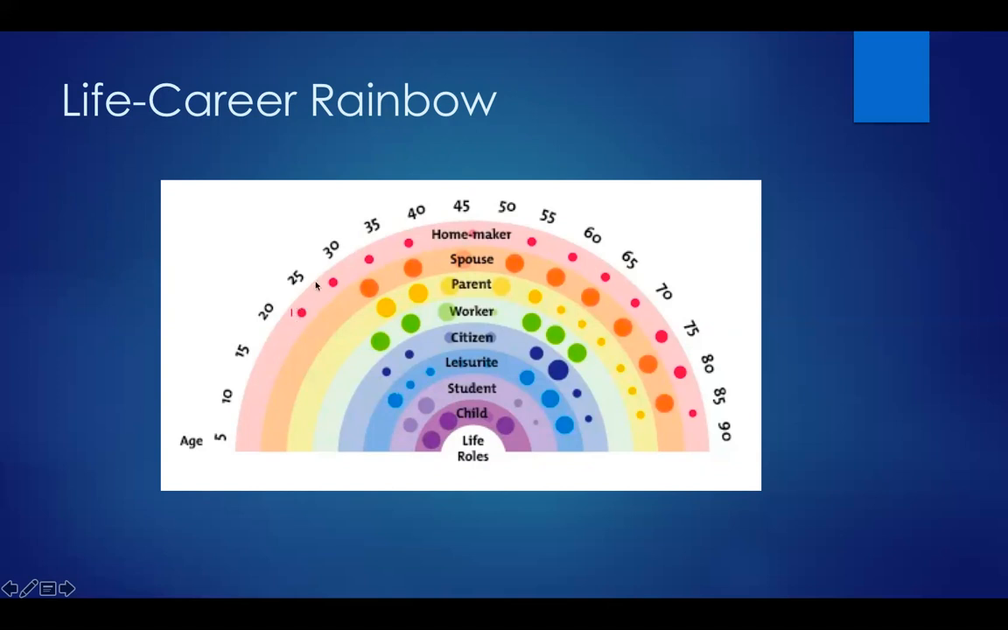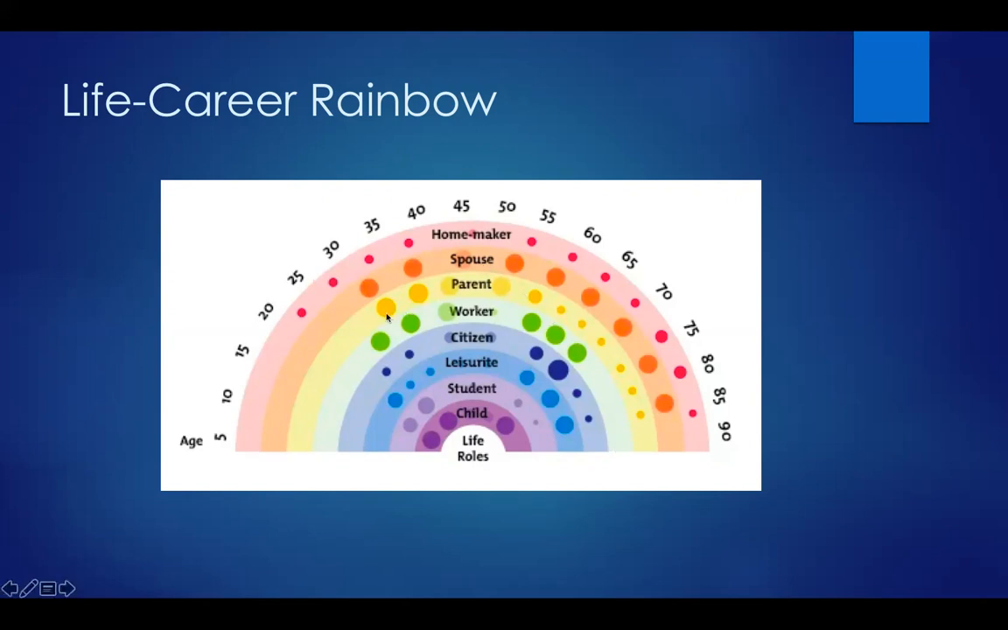So all of these can be a variety of someone's roles in their lifetime. And what you'll notice is that the worker role is not always the most important. So before you're working, for example, that role is not going to be as important. And then after you retire, that role is not as important. So the importance of these roles will grow and shrink depending on someone's life.